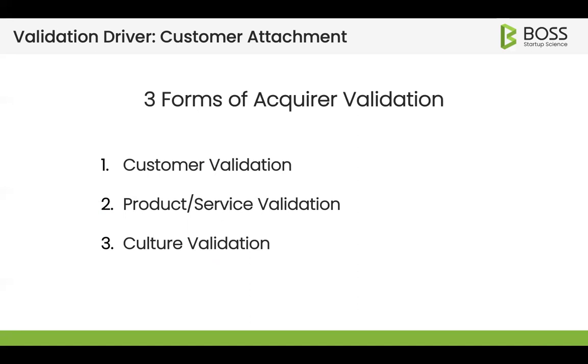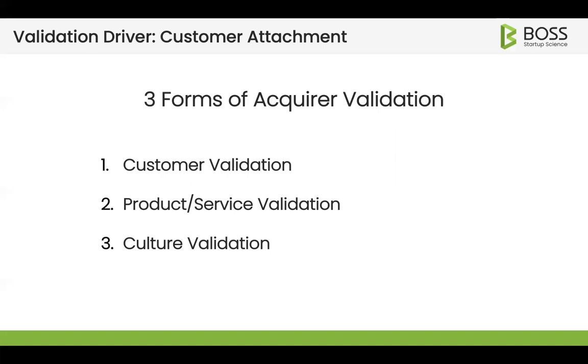The second would be product or service validation, right? Now that I have validated that I have the same customers, does my product or service integrate nicely? Do they complement each other? Are there any areas of competition? Are there any areas of misalignment where information cannot flow back and forth, right? So product and service validation, very important. And the next is culture validation. Can our teams work together?